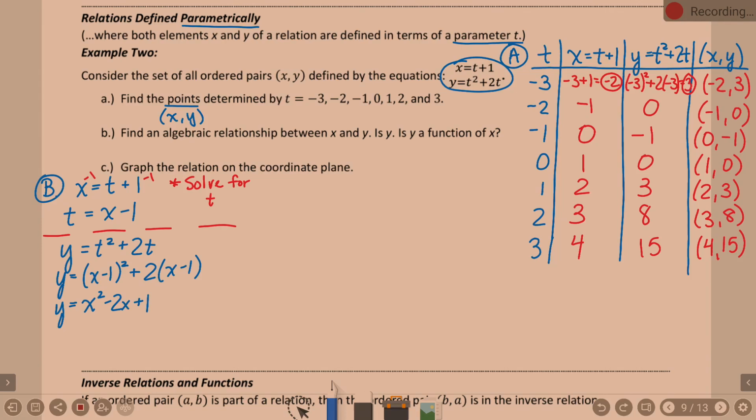And then don't forget, what else do we still have? Plus 2x minus 2 when you distribute the back end. The 2x's cancel. What do I end up with then? Y equals x squared minus 1.